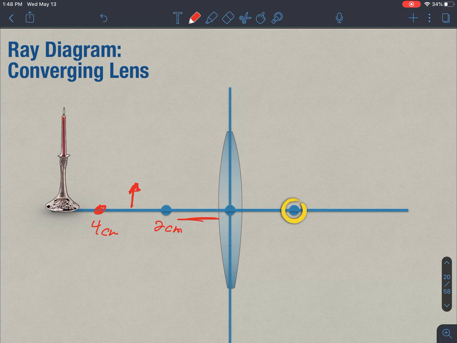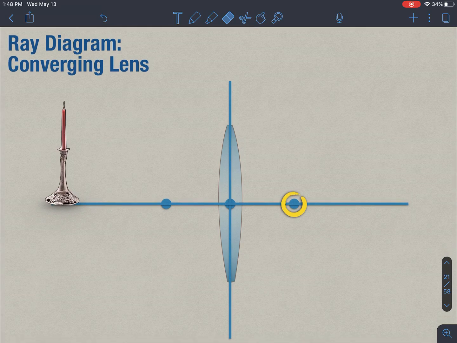A lot of times we can replace candles with arrows, especially for people that can't draw them, like myself. With this scale, if we said that the object were about 2 centimeters high, you can estimate this distance and draw something like this. That's not too hard to believe that that's about 2 centimeters, and the same thing for 3 or 1 or anything like that. What we're looking to do is just trace the basic rays that come off of them.